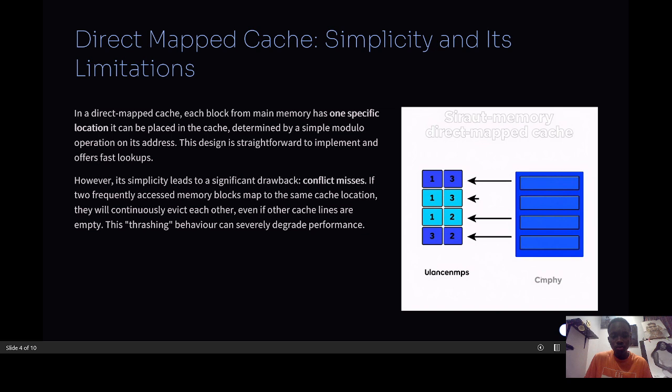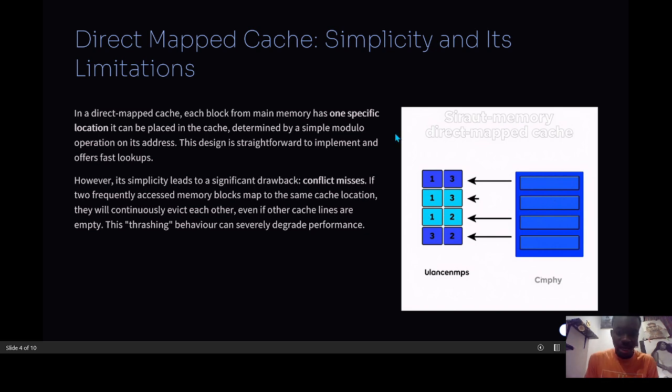So let's move on to the direct mapping cache. Cache mapping techniques. Now let's explore three main ways data can be organized in cache. The first one is the direct mapping cache. In a direct mapping cache, each block from main memory has one specific location.